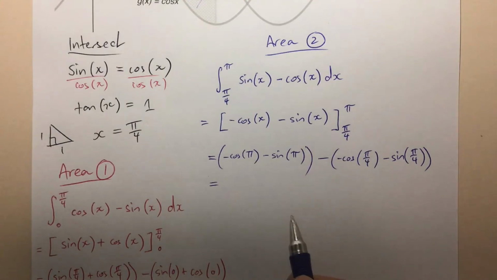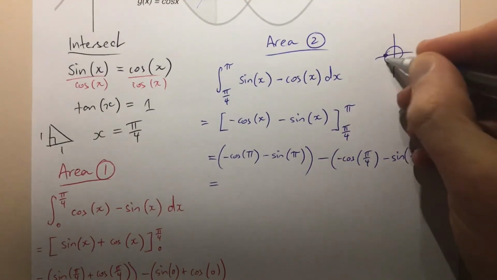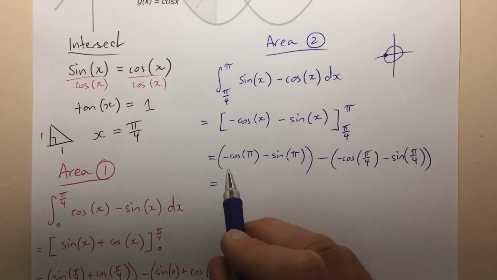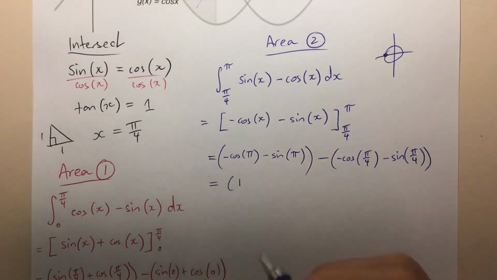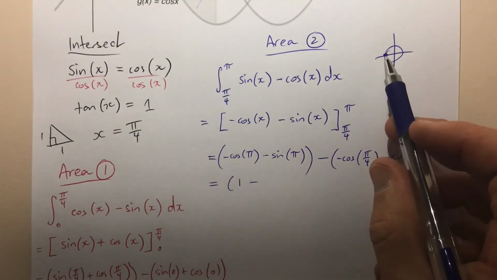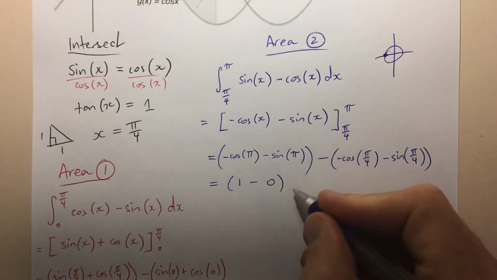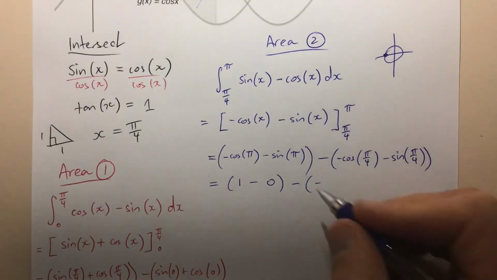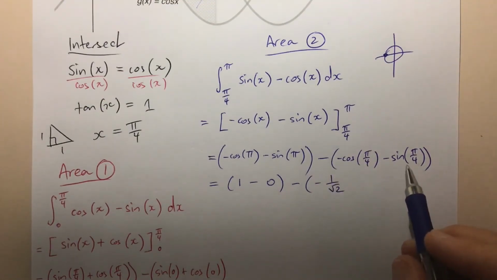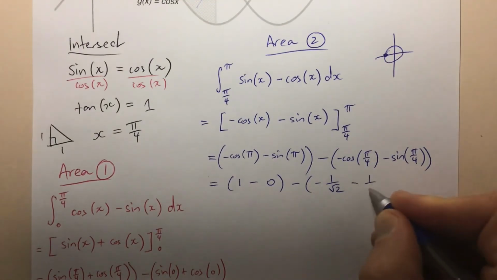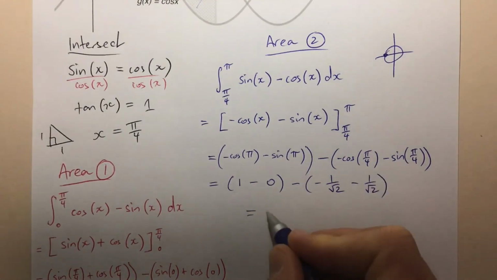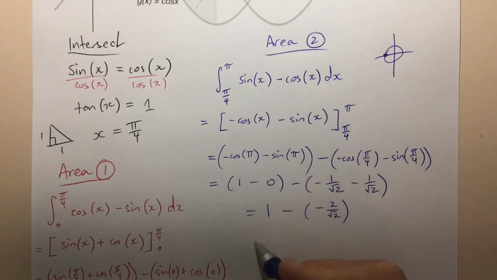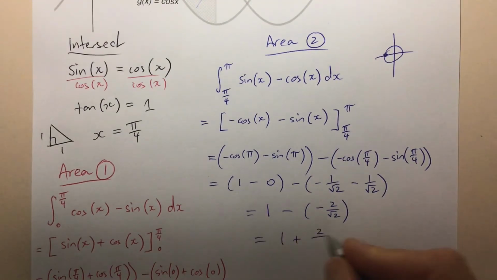Okay, so let's think unit circle, cos and sine of pi. Well, pi puts us over here. So cos of pi is negative 1. This already has a negative sign in front of it, so it's actually negative negative 1. That makes positive 1. Minus sine of pi, and the y value at pi is 0, so sine of pi is 0. Minus cos of pi on 4 is 1 on root 2, so negative 1 on root 2. And sine of pi on 4 is also 1 on root 2, so minus 1 on root 2. And this gives us 1 minus negative 2 on root 2, which becomes 1 plus 2 on root 2.